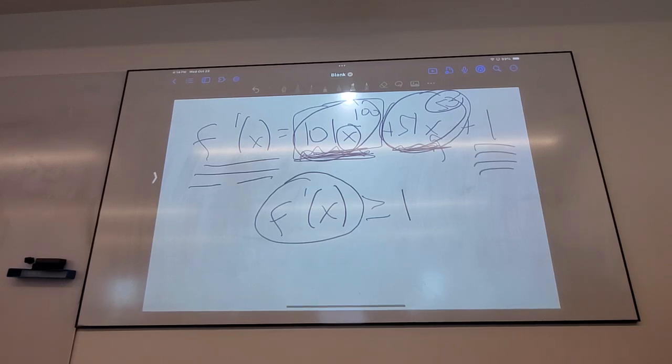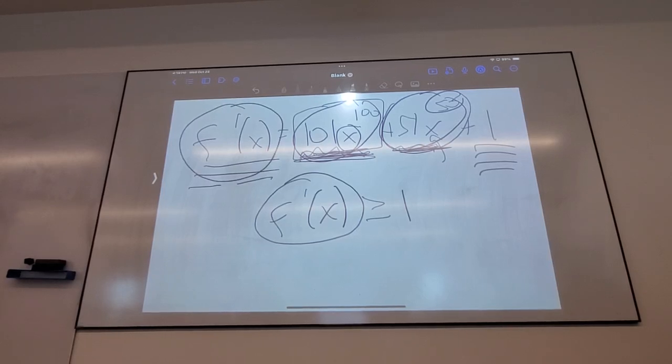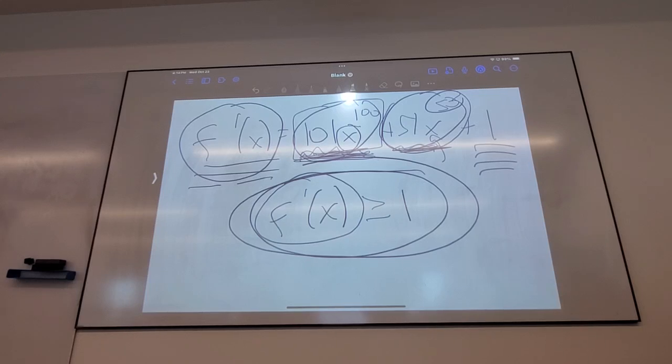Is this function ever undefined? Is this derivative ever undefined? Where's the only other place a critical number, therefore a max or min, could occur? Where this function is 0. What did we just say? It's always at least 1. Can it ever equal 0? It's got no critical numbers. Done. This problem is very quick.